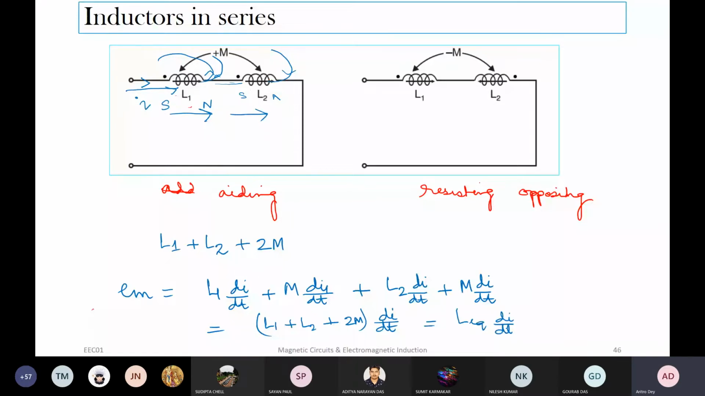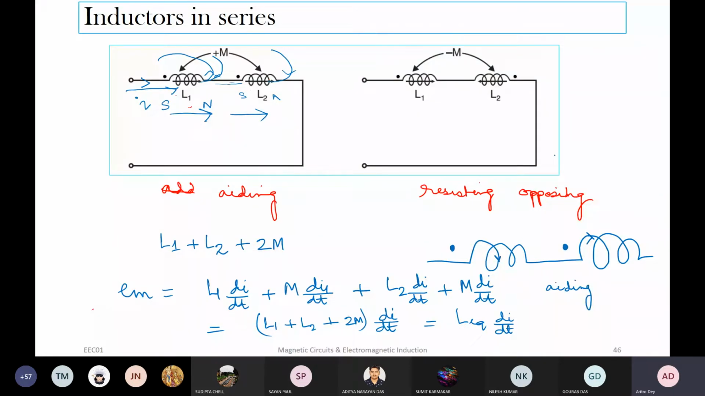We can find it when the inductors are in series and we have the dot convention. Whenever they are adding, just note the dot convention. Current is entering like this, and here also current is entering like this. So the same direction, clockwise, clockwise. So we put two dots here. If we put these two dots at the beginning, that indicates it is adding.